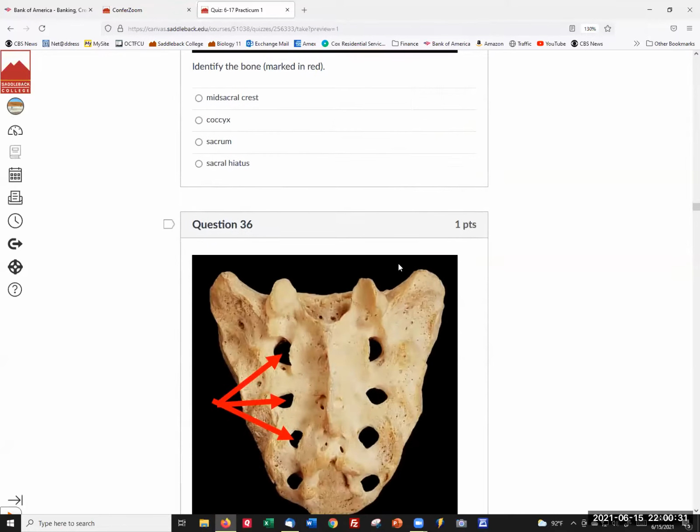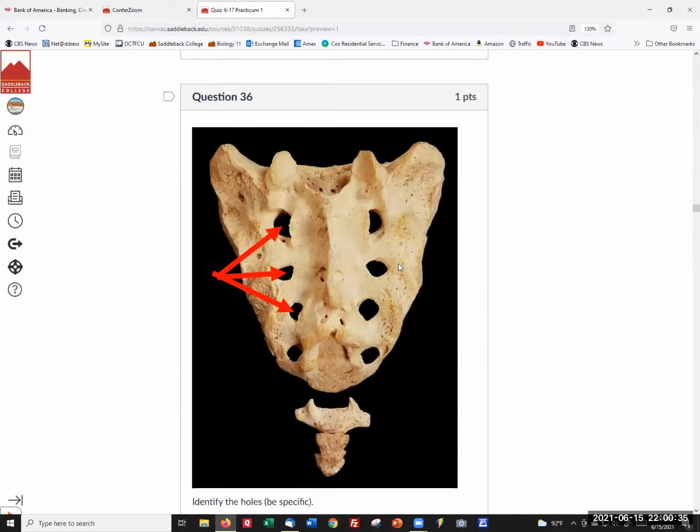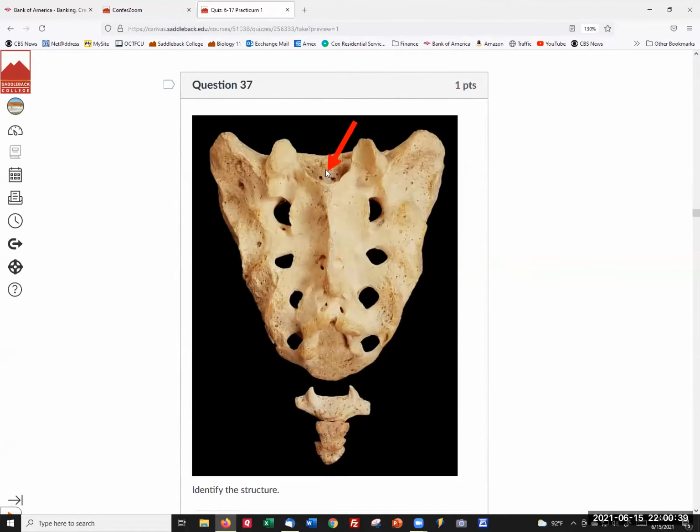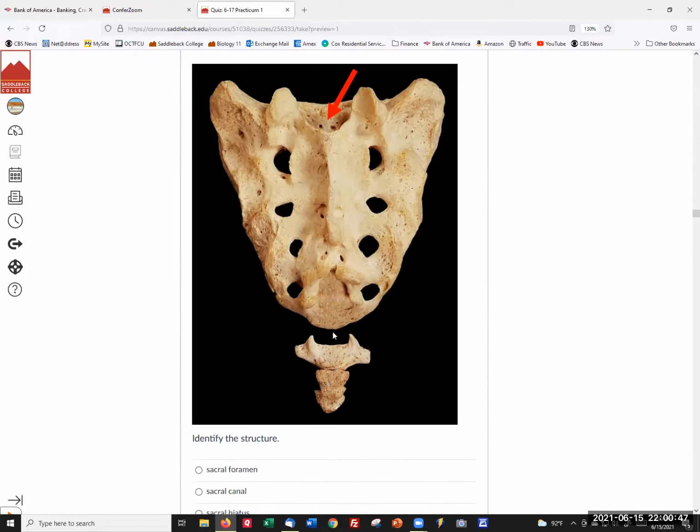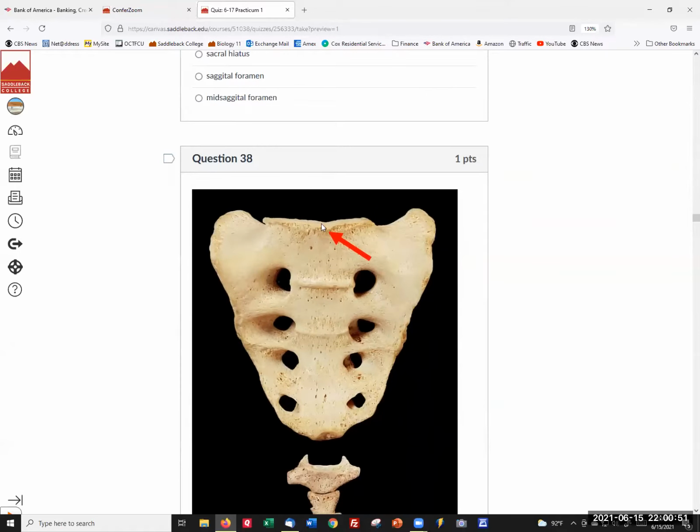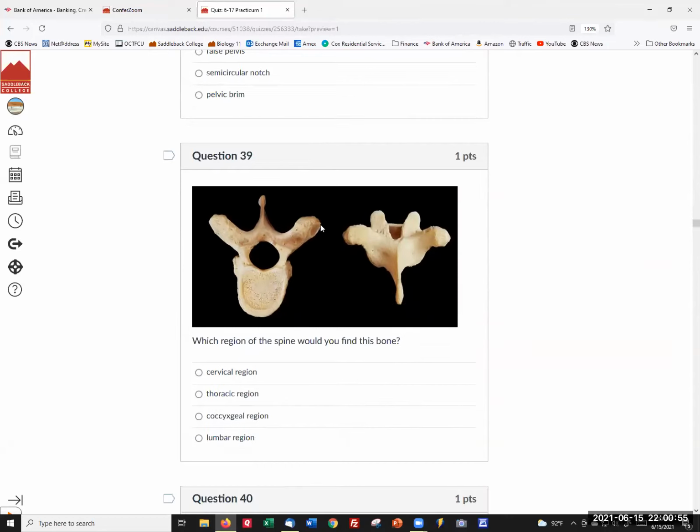The coccyx, the posterior sacral foramina. Up at the top is the sacral canal coming out down here at the hiatus. Sacral promontory. This one gets swapped out all the time. Which region of the spine would you find this bone? Okay. This is a thoracic vertebra because the spinous process slopes down. Cannot be a cervical vertebra because it doesn't have the foramina here or here. It's not the sacrum. It's not the coccyx. The only other thing it could be is lumbar, but then it needs a huge spinous process.